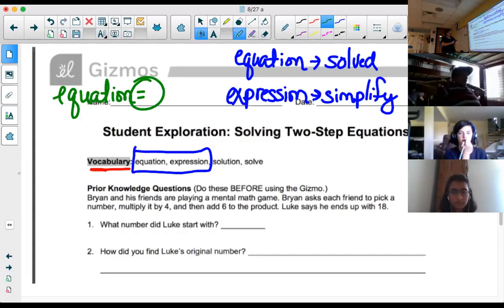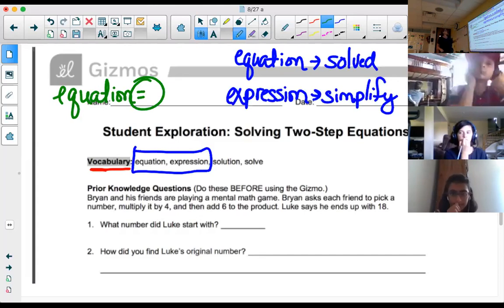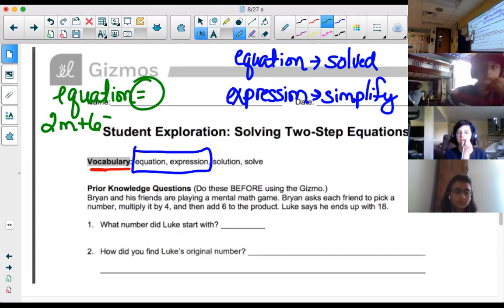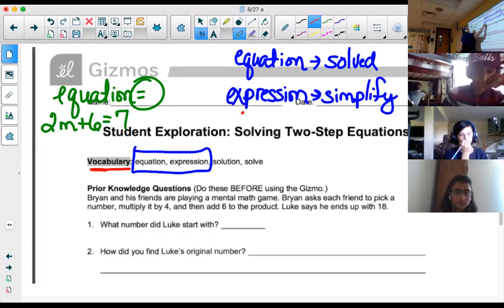Okay? An equation has to have an equal sign. An expression does not. So an equation could be like 2m plus 6 equals 7. That's an equation. Okay? So if I had 2m, that's an expression.